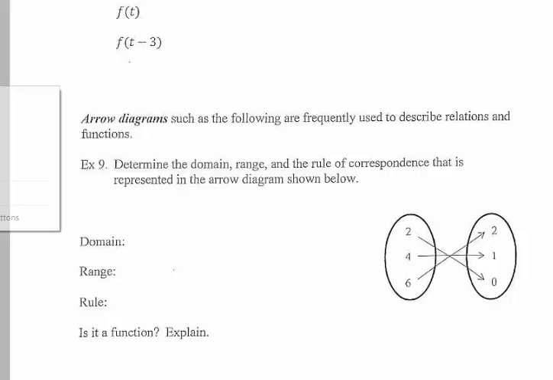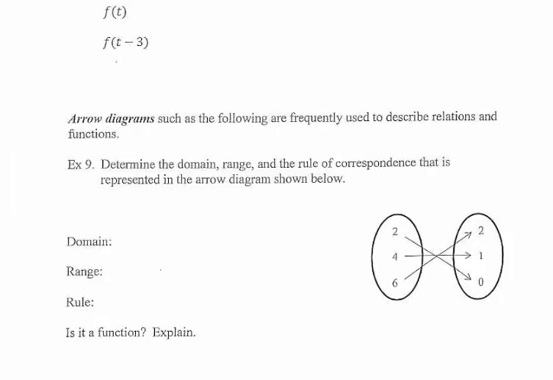Okay. At the bottom of the page, we have an arrow diagram, and it wants us to pick out the domain and range, and then it wants to know if there's a rule that we can write verbally as to how the first element is assigned to the second, and then it asks us, is this relation a function?